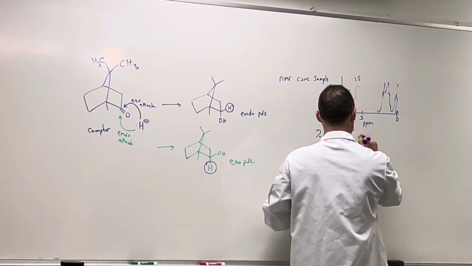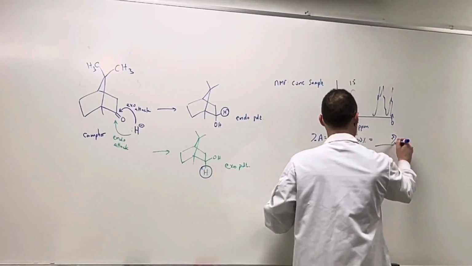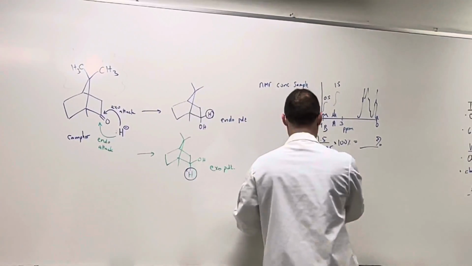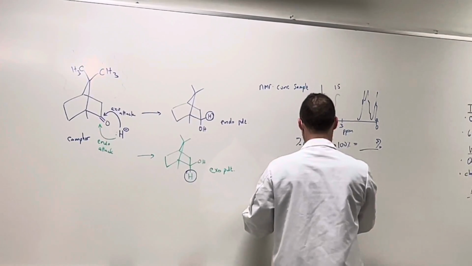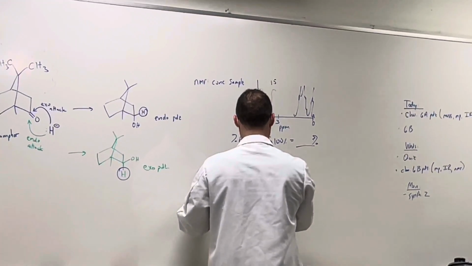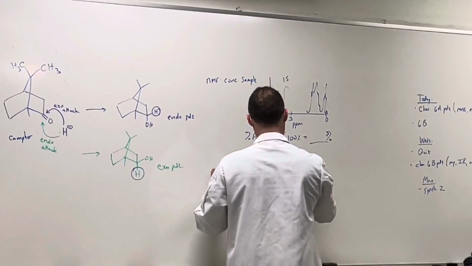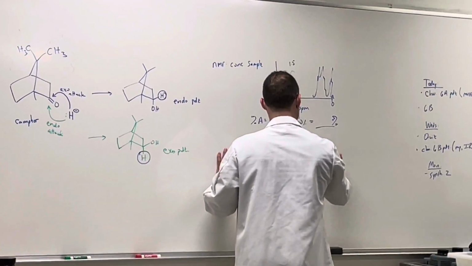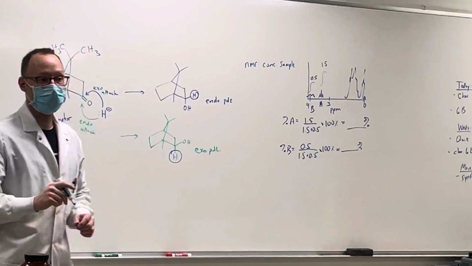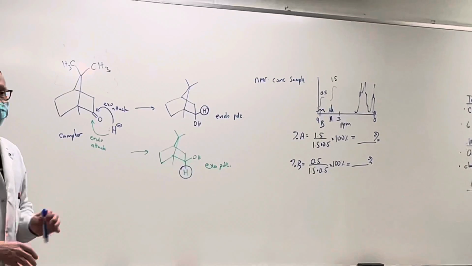times 100. So that'll give you your percentage A, and then the B is calculated in the same way. The integral of B divided by the sum times 100 will give you the percentage B. Okay? Any questions on that?